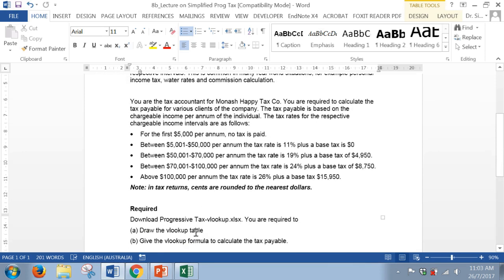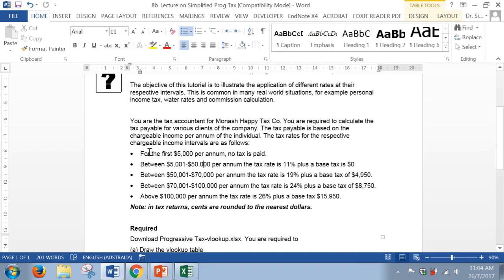We are required to draw the VLOOKUP table and to give the VLOOKUP formula to calculate the tax payable. If you notice the information given, unlike the simple VLOOKUP, we are given an additional information called the base tax. In the second part of the video, I'm going to explain the implications of this additional information. All right, so we already understand the question: we are supposed to calculate the tax payable based on the taxable income. The taxable income is given in this range, and the tax rate is given here.